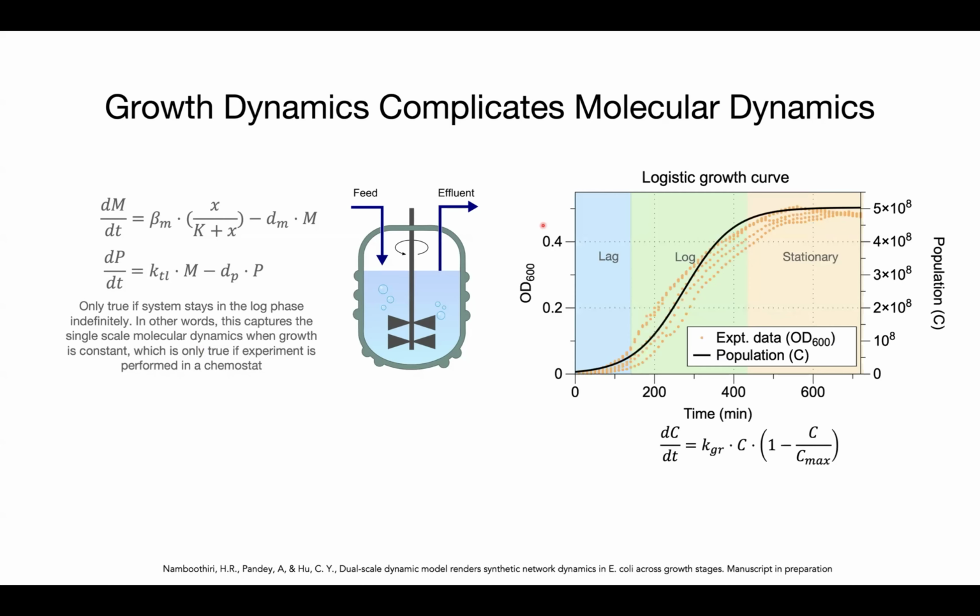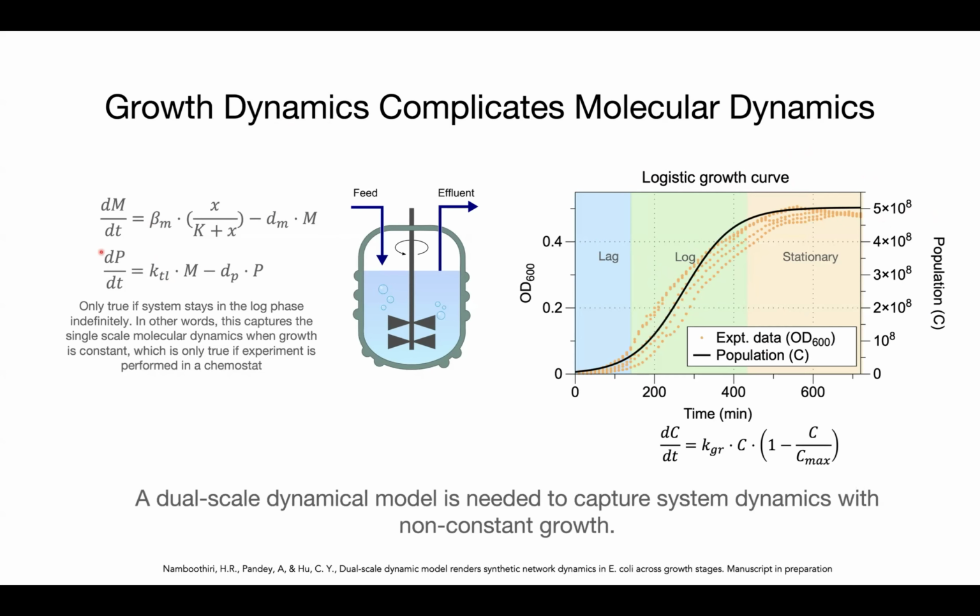But if you're a synthetic biologist, most of the time you're running the experiment in a well plate. And in a well plate, this is what happens. The cells grow through three different stages, and this can be described by a logistic growth curve. When cells are going through these stages, all the transcription and translation machinery is going to change, so none of these parameters are going to stay constant.